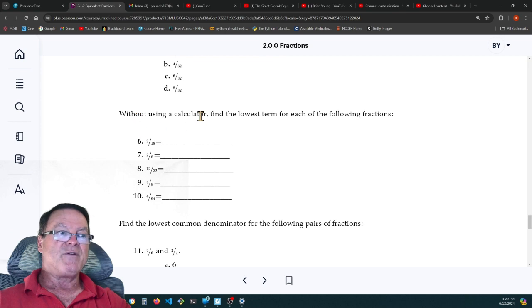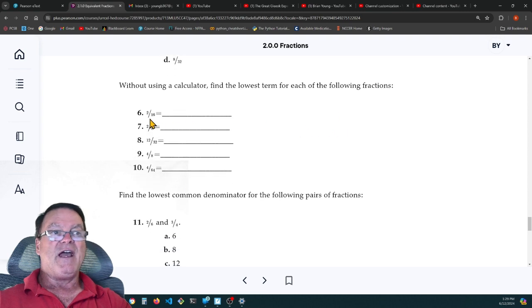And now this says, without using a calculator, find the lowest term for each of the following fractions. And number 6 is 2/16. If both numbers are even, just divide by 2 and see what you come up with. So 2/16 is equivalent to 1/8. We'll divide the numerator by 2. We'll divide the denominator by 2 as well. Again, number 7, same thing, it's 2/8. We're just going to divide it by 2. And 2 divided by 2 is 1, and 8 divided by 2 is 4. So the lowest term in this case is 1/4.